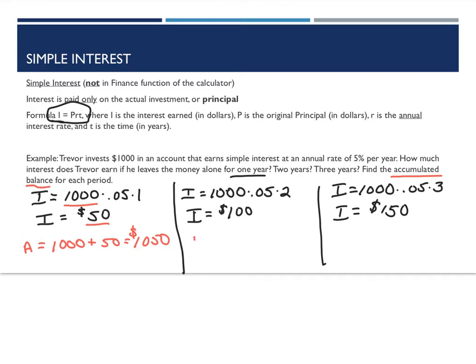If he left his money alone for 2 years, he would have the $1,000 he started with plus the $100 interest, which means his accumulated balance would be $1,100. And for 3 years, his accumulated balance would be $1,150. And that's simple interest.